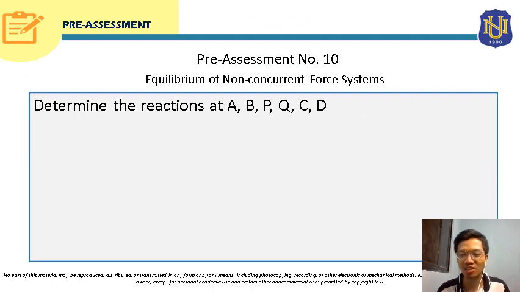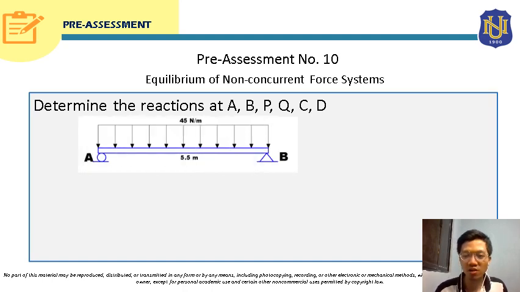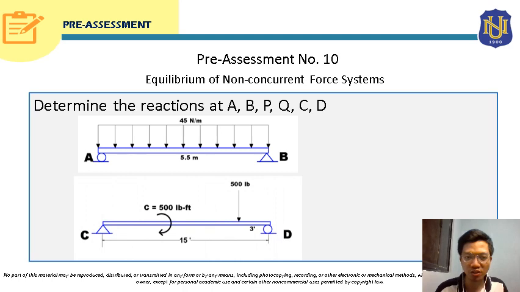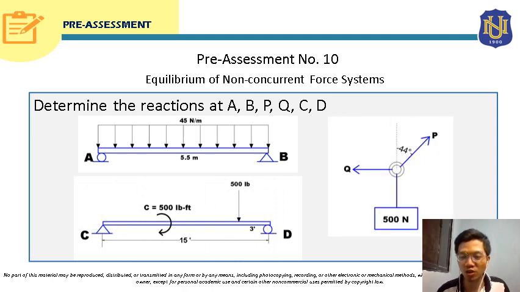Before we proceed to our discussion, let us first have this pre-assessment. For this pre-assessment, you have to determine the reactions at A, B, P, Q, C, and D from the following figures. So this is the first figure, the second figure, and the third figure. What you're going to do here, you just have to comment your name, your section, and the answer. And you have to indicate what reaction you are answering, whether it's reaction A, reaction B, reaction P, reaction Q, reaction C, or reaction D. So you just have to comment it here in the comment section.